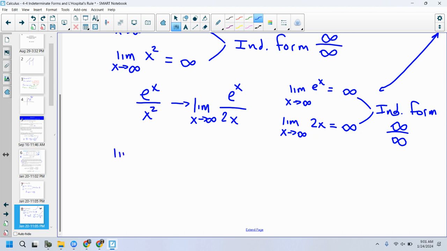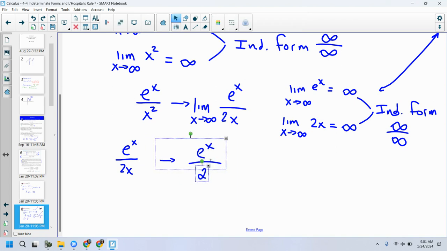So we could say the limit of e to the x over 2x. Find the derivative. What's the derivative again of e to the x? e to the x. What's the derivative of 2x? 2. So now let's apply the limit.